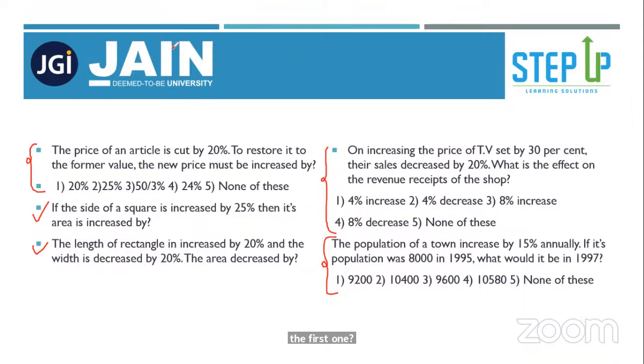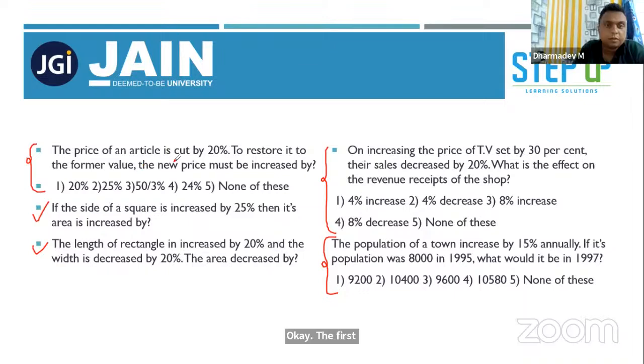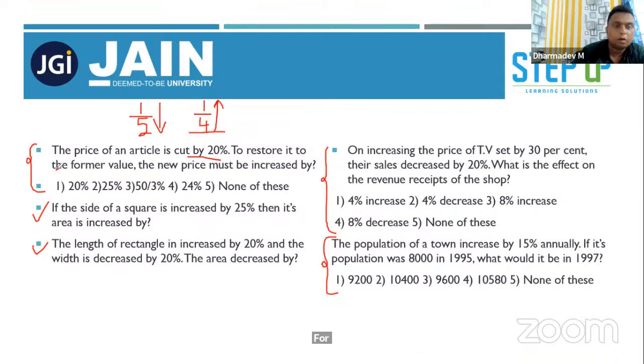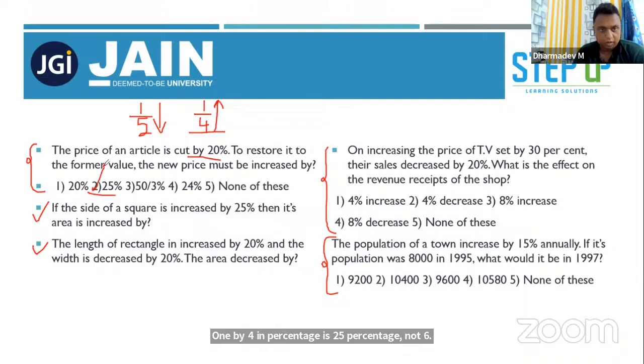Okay. The first one: the price of an article is cut down by 20%. Look here, 1 by 5 down. Then to come back, how much should I increase? 1 by 5 down. How can I increase it to the same position? 1 by 4 up. That's solved. There's nothing to solve. 1 by 4 in percentage is 25 percentage. That's it. There's nothing to solve at all. Understood, right?